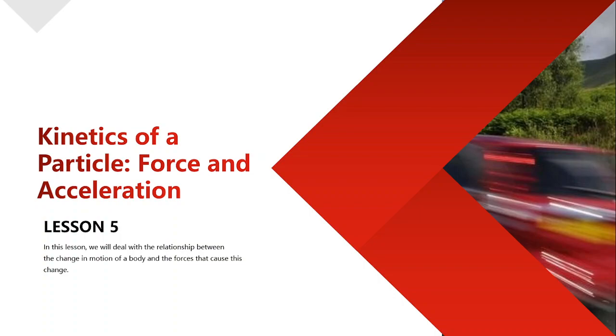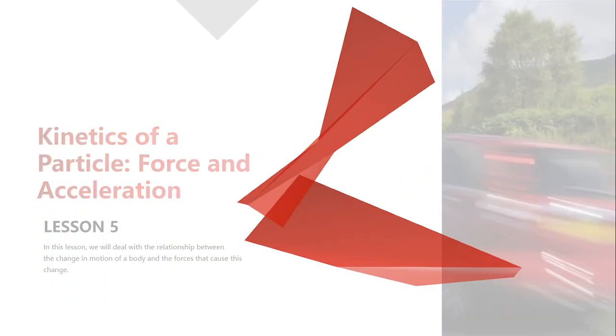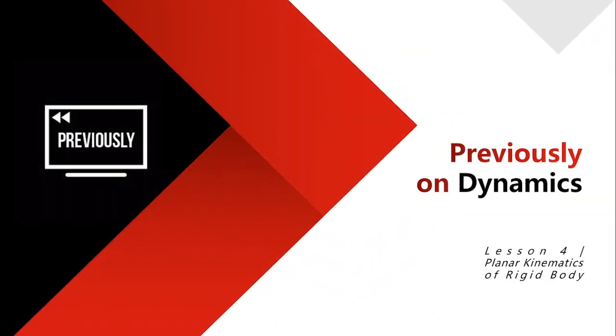But before we proceed to our main lesson for today, let's have a quick recap of the main ideas that I shared with you in Lesson 4. Lesson 4 is about the planar kinematics of a rigid body, and we discussed three main parts there. First is the planar motion of a rigid body. Next is translation, and lastly, rotation about the fixed axis.